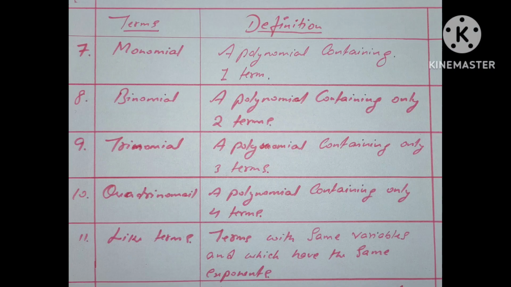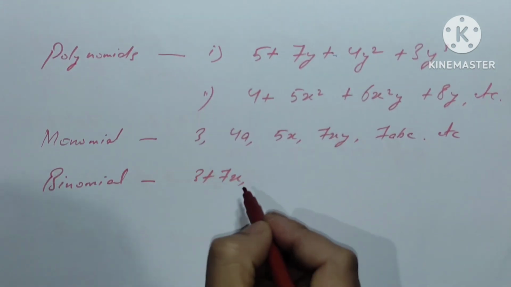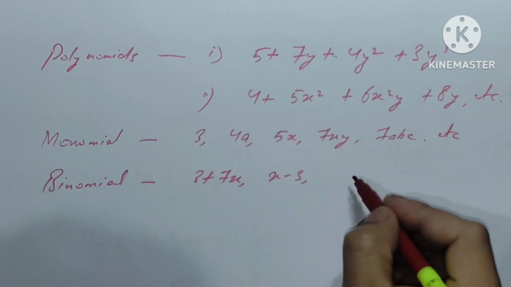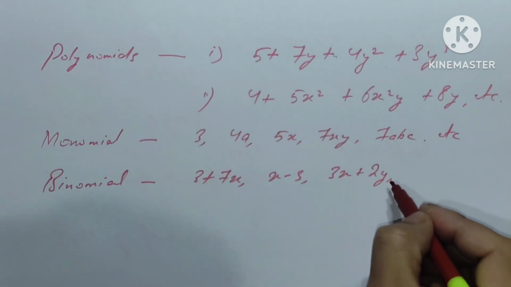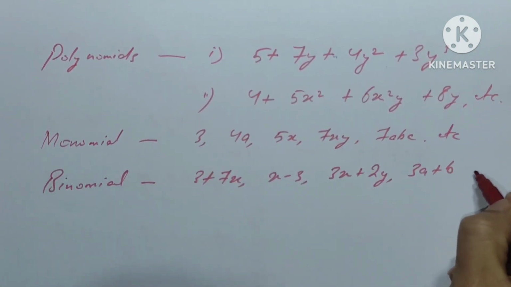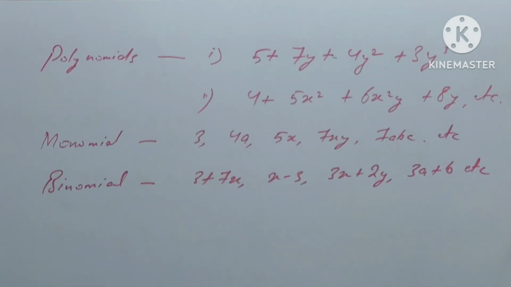Let's move to our next term, that is binomial. And the definition is a polynomial containing only two terms is called binomial. Examples like 3 plus 7x. 3 is a single term and 7x is also a single term. Both combined make a two term. Binomial is about a two term. 7x minus 3 is also two term. 3x plus 2y is also a two term, and 3a plus b is also a two term.